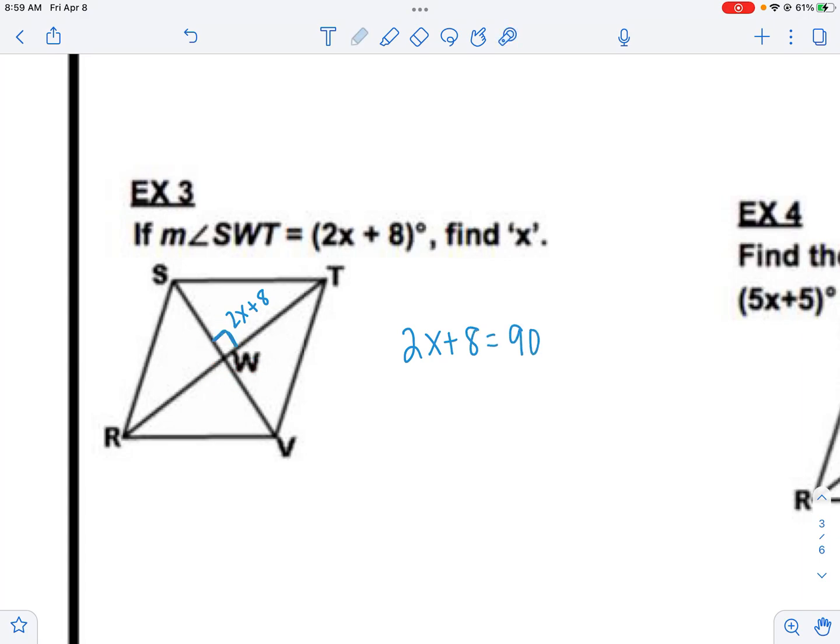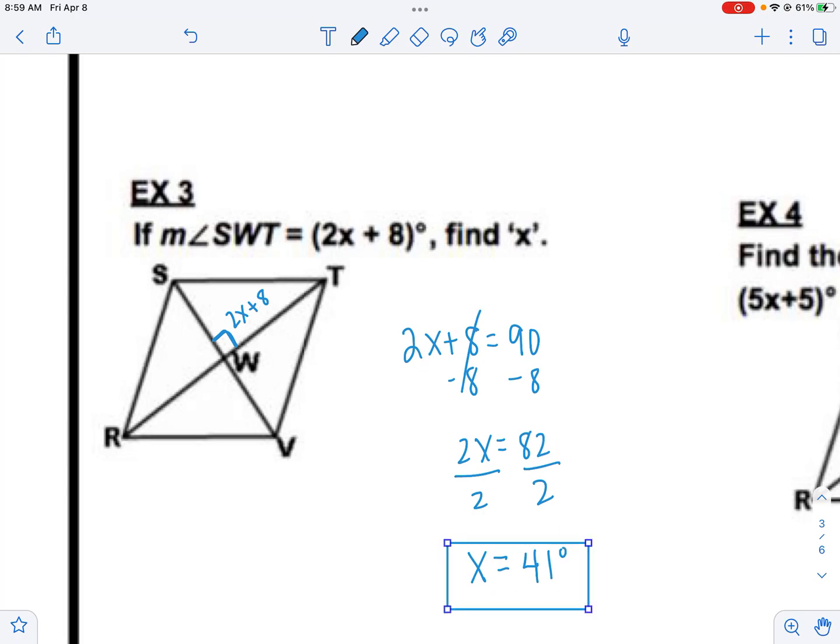That's because all of these are 90 right in there. So subtract 8. Then 2x would equal 90 minus 8, which is 82. Divide both sides by 2, and then x would just equal 41. And that's it. Now, we've been talking a lot about the angles.